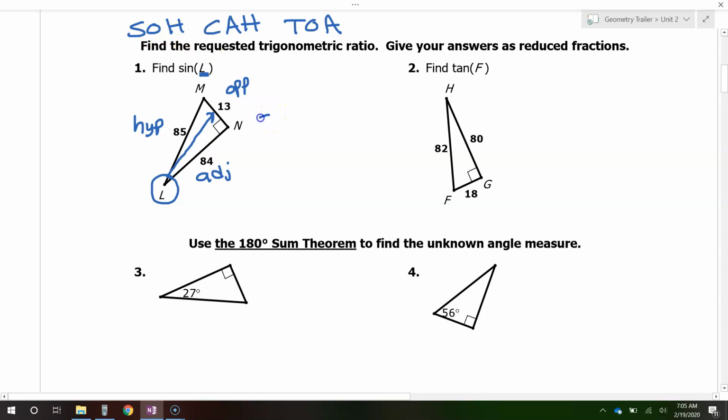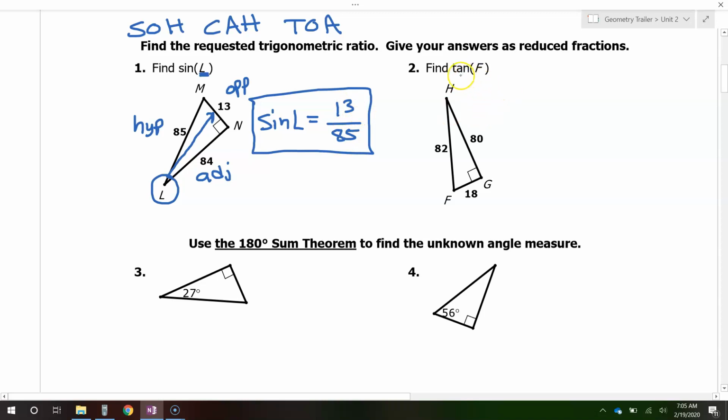So that means that sine of L, the angle I circled, should equal 13 over 85. And that's it. A lot of times we're being asked to solve for the angle, for example, and that's something that we could do. But in this case, we were just supposed to find the trig ratio as a reduced fraction. So this is all they wanted.